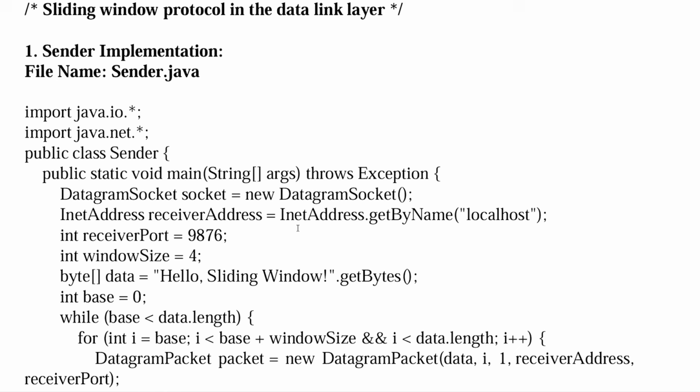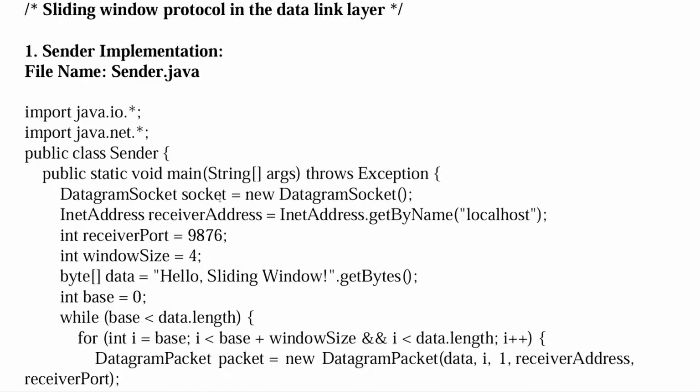Next one is to define the receiver port. Here int receiverPort equals 9876, the port where the receiver program is listening. The sender will send packets to this port. Next step is to set the window size. Here int windowSize equals 4. It defines the sliding window size. The sender can send 4 packets at a time before waiting for acknowledgement.